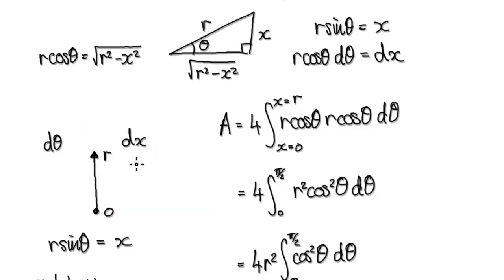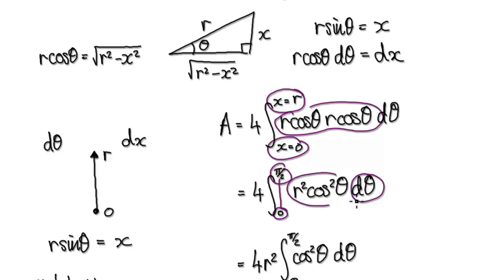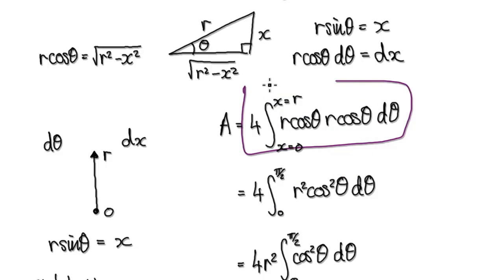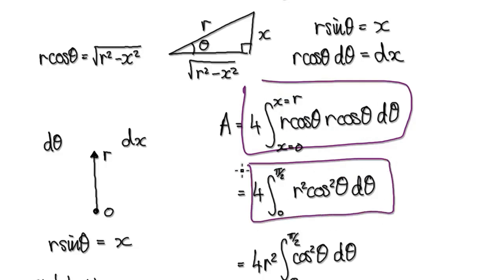So what this means is, instead of working in terms of x, we are now working in terms of theta. We are integrating it from 0 to pi over 2. Or tidy this thing up, that will then give us this. So in the previous video, we got to this stage here. We are now at this stage here.